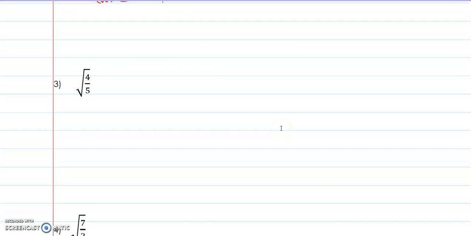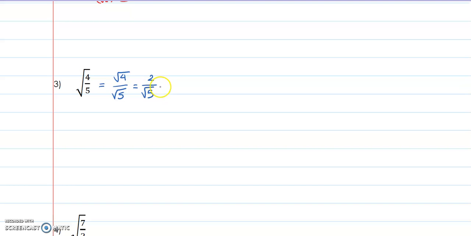Let's look at something a little more difficult. We could also be presented with the square root of a fraction. And one of the properties of radicals is that if you have a square root of a fraction, you can split it and take the square root of the numerator and put it over the square root of the denominator. Let's simplify this because I see the square root of 4, and the square root of 4 is 2. But now I'm left with this square root in the denominator.